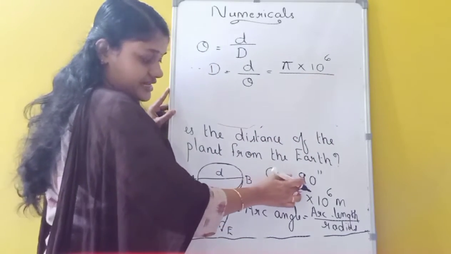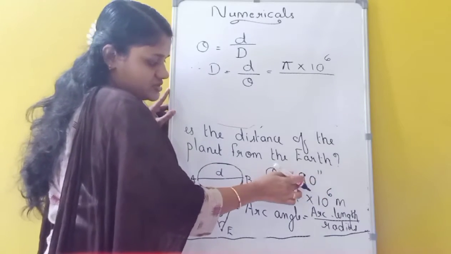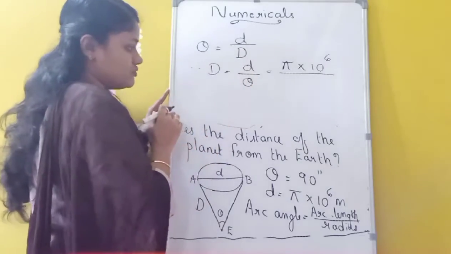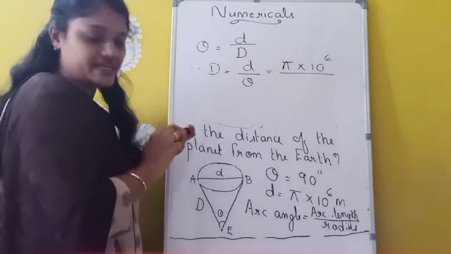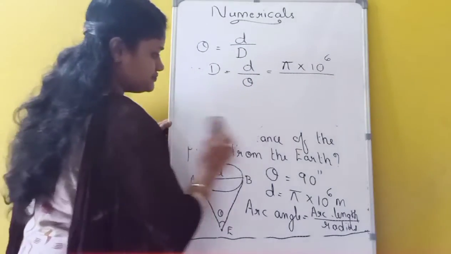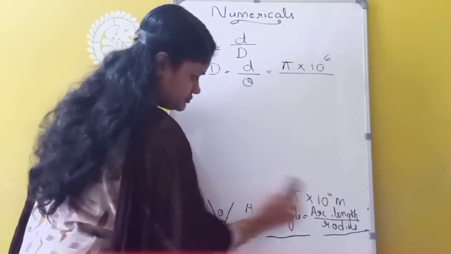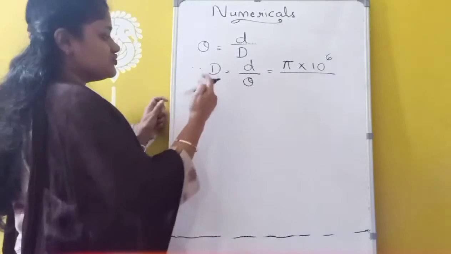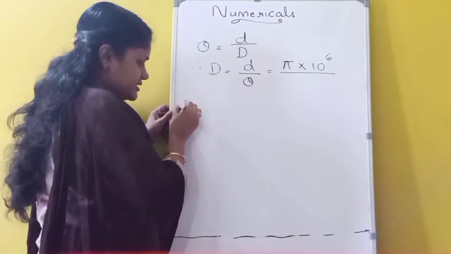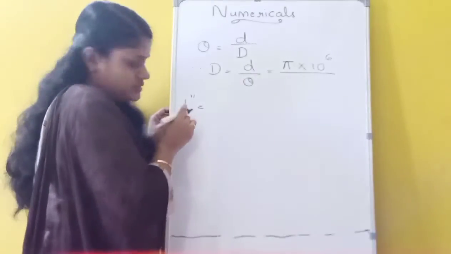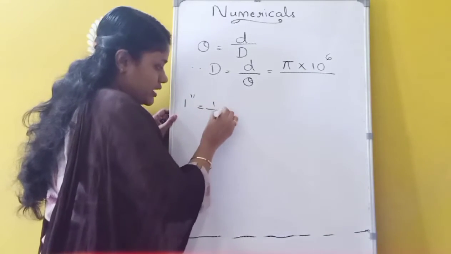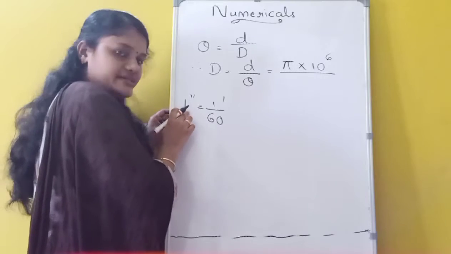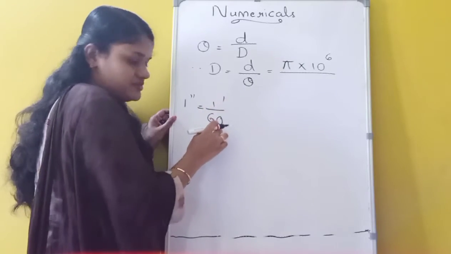So arc angle is given as 90 seconds. But we have to convert this second into which one? Radian. Okay. So how will you convert this second into radian? So first of all, we have to convert this second into which one? Minute. So 1 second means 1 by 60 minute. So if we want to convert second into minute, we have to divide by which one? 60.